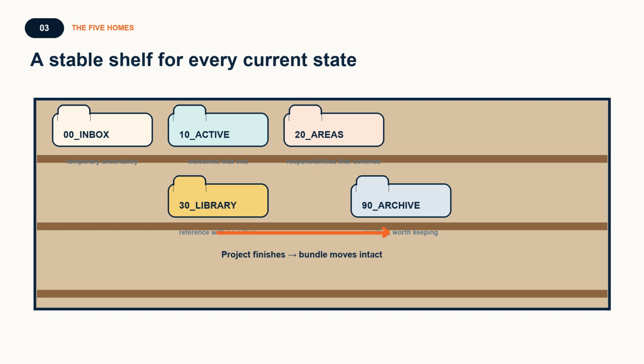The numbers keep the order stable across operating systems. More importantly, the 5 homes describe different states. A project can begin in active, finish, and move intact to archive. The structure changes less often than the work inside it.